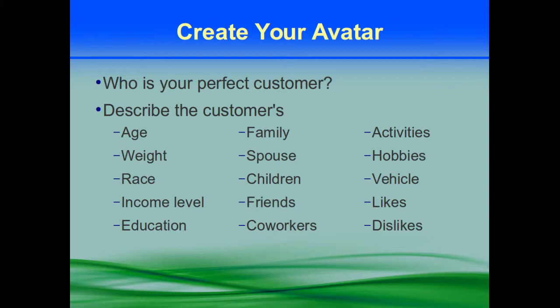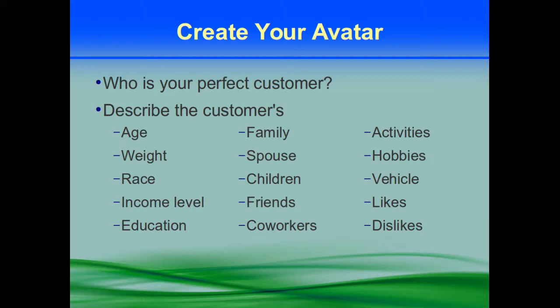So how do we build an avatar? Well, we can go through some demographic information. We can talk about what age we want to bring into the restaurant, their weight, their race, their income level, education. Let's talk about the people that they bring into the restaurant as well. They might not dine alone, they might bring other people with them. So who is their family, their spouse? How many children do they typically have? Do they bring in their friends or their co-workers?